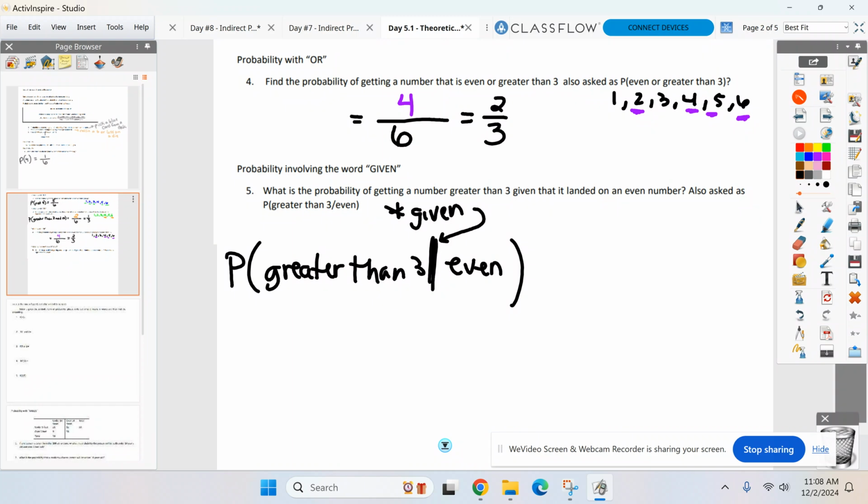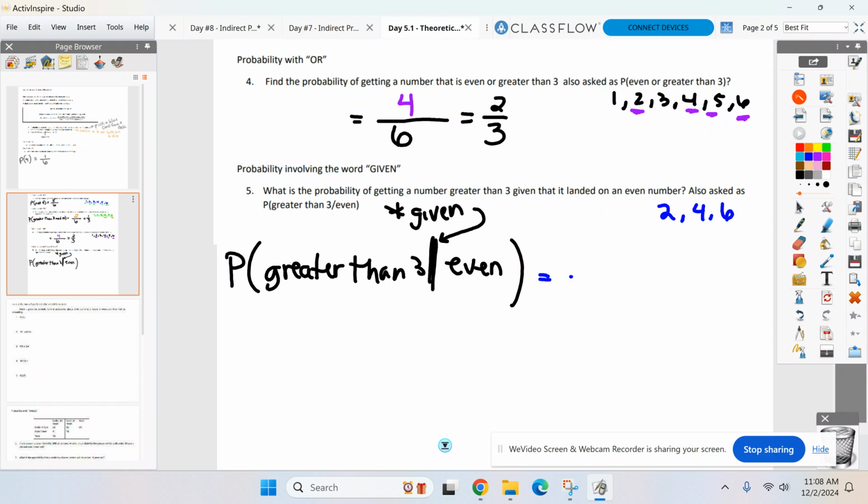This isn't going to be out of 6. Why is it not going to be out of 6? Here's why. We already know something happened. We're given what? What's the probability it's greater than 3 given it's already even? So we don't have 1, 2, 3, 4, 5, 6 anymore. We already know it's even. So what are our only possibilities now? 2, 4, 6.